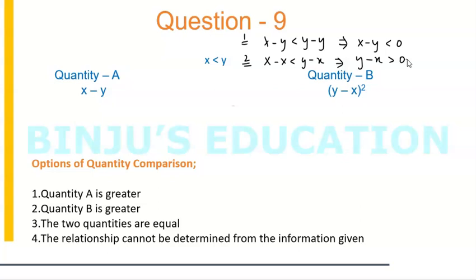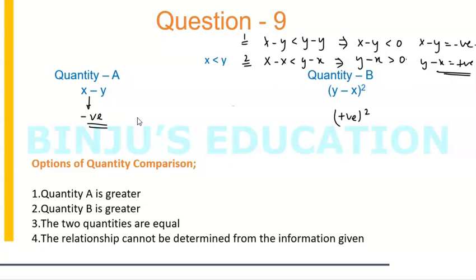Okay. So x minus y is less than 0. That means my first conclusion is x minus y is negative. My second conclusion is y minus x is positive. X minus y is negative, which means this is a negative quantity. Y minus x is positive, so this is like a positive square quantity. What will be your answer? Which of them will be greater? Now, of course, positive square will always be positive, right? Positive square is always positive. In fact, negative square is also positive.